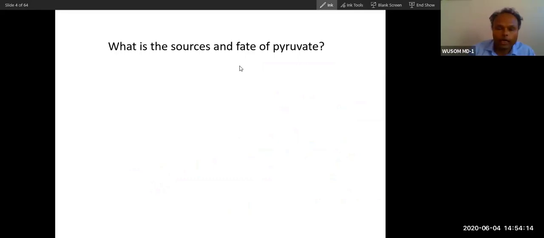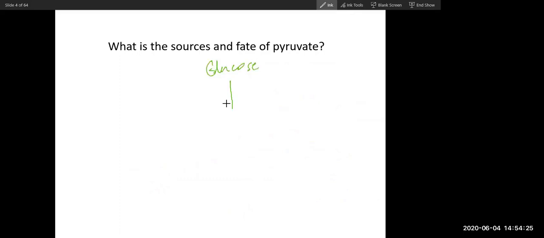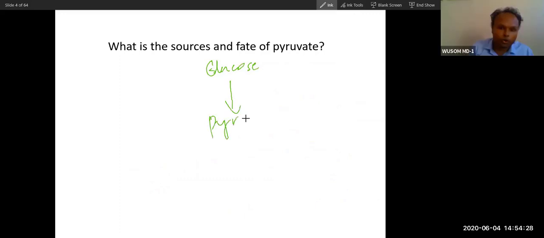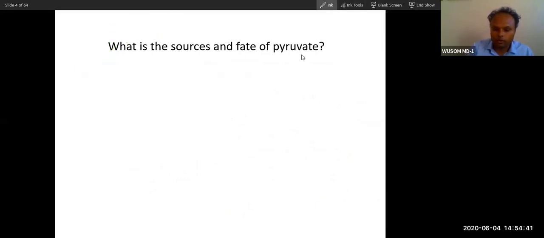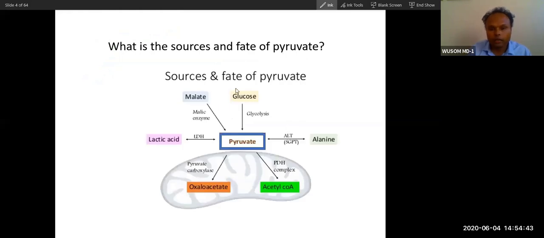So let's first discuss the fate of pyruvate. Where do we get pyruvate from? We get pyruvate from glucose, in the well-fed condition in liver, because we are talking about liver only, so that we will not get confused. So from glucose we will get pyruvate.